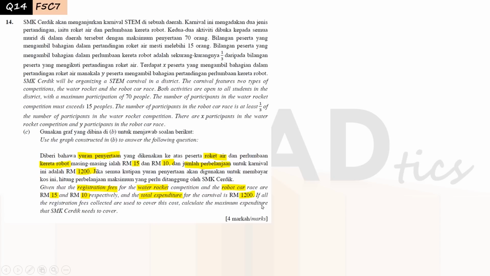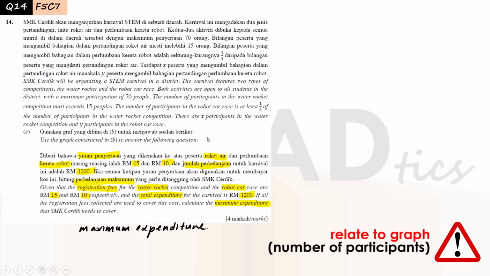So now we need to find the maximum expenditure or the maximum cost of this situation. We need to relate it to the graph in part B, because in part B, our x and y axis are the number of participants. So we need to find a relationship between the cost and the number of participants. So let us find the relationship.